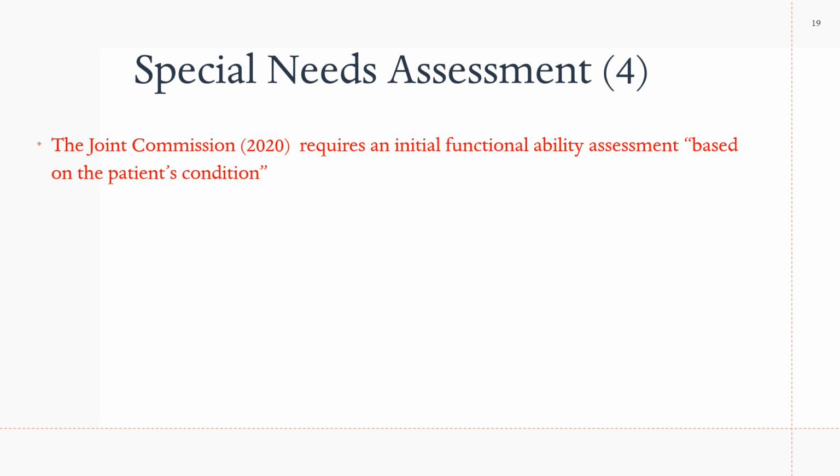At that time. So, if your patient comes in with a fractured hip, they cannot walk independently, they cannot bathe independently, they cannot dress independently, they cannot prepare and get their food independently. They need assistance. And that's what the functional assessment is going to be based on. From the Joint Commission, they require the initial functional assessment to be based on the patient's condition at that time. Please take note.